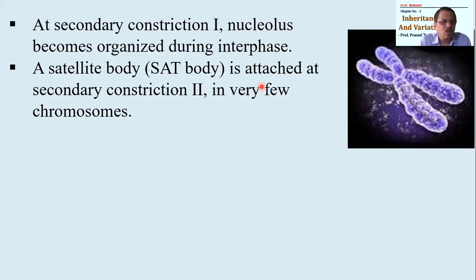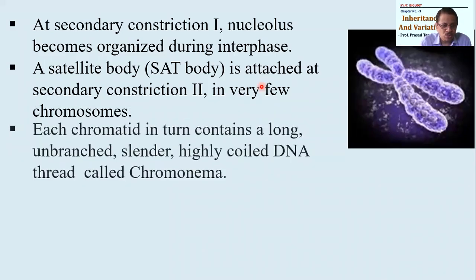It is not a property of all chromosomes. So satellite chromosome is not found in all chromosomes. It is a property of few chromosomes only. So primary constriction is essential for holding the two chromatids together. Secondary constriction 1 is essential for formation of nucleolus or nucleolar organizer, and secondary constriction number 2 is essential for formation of satellite chromosome.